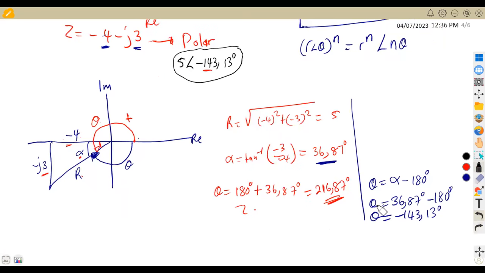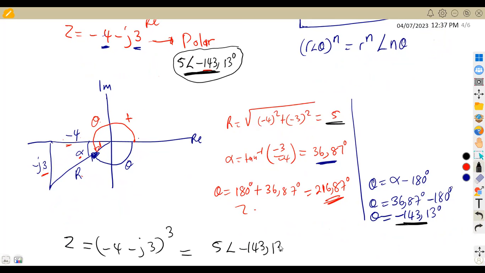So remember, our purpose is to convert to polar form, which is this answer. That is the one that we got, and is the same that we're obtaining. This is our theta, this is our r. So as you can see, we are obtaining the same answer. So now we can simplify, because our z, which was equal to -4 minus j3 to the exponent of 3, is now equal to this in polar form, which is 5 angle of -143.13 to the exponent of 3.